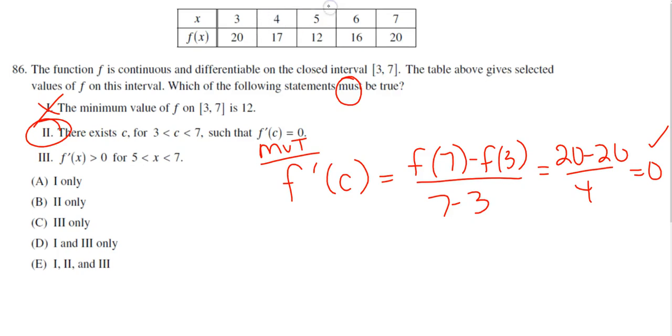All right, and then Roman numeral 3, the derivative is positive for values between 5 and 7. Again, we don't know that. Just because these values are increasing doesn't mean that the derivative is always positive. We don't know. These could dip. You could have peaks and valleys between these. You're just given a snapshot, so it doesn't have to be true. It could be, but it says which must. So only 2 has to be true.